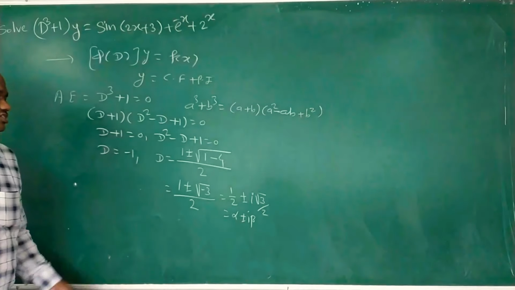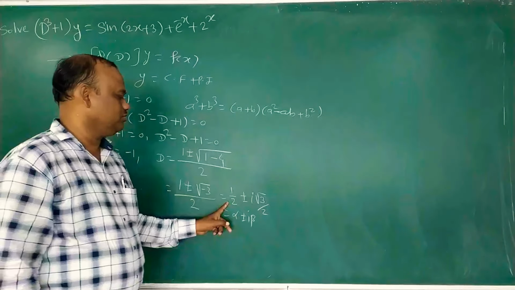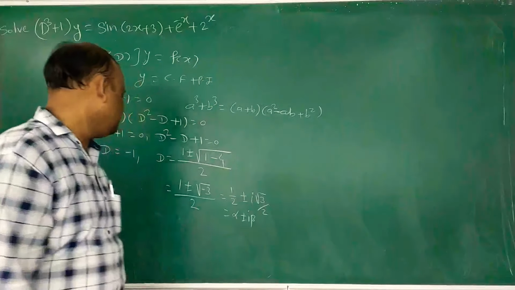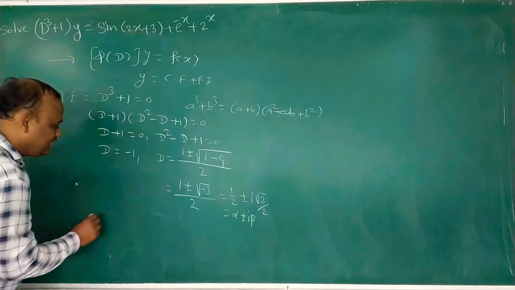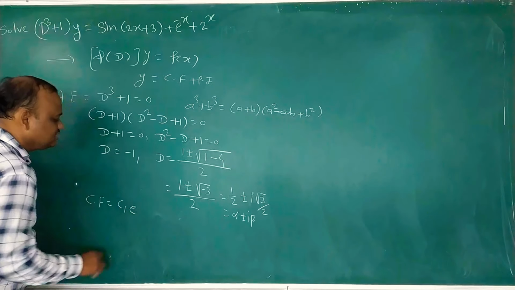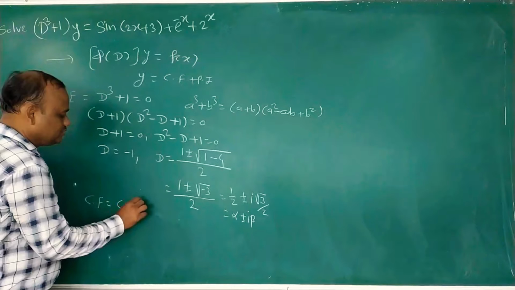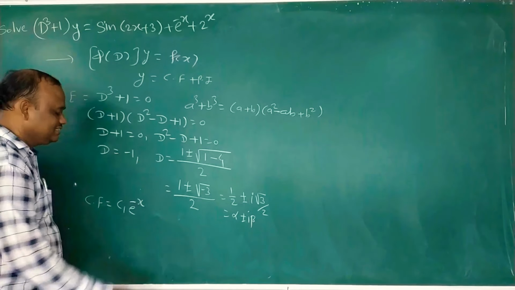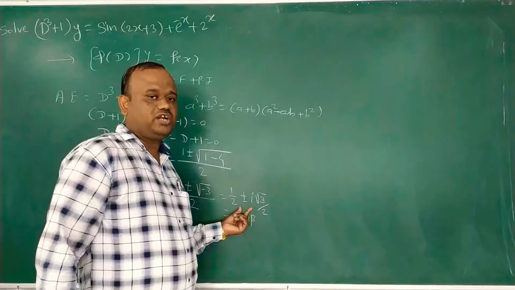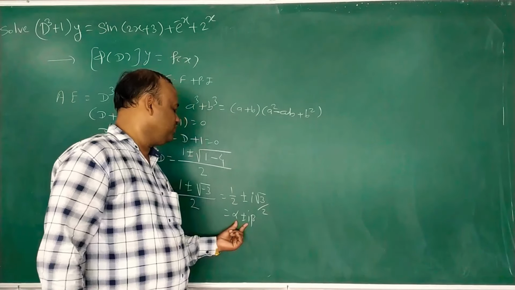So here we get 3 roots. The first root is -1 and the remaining 2 roots are 1/2 ± i√3/2. Now how do we write the complementary function? -1 is a real number, so first write CF equals, for a real root, C1 e^(m1 x). m1 is -1, so C1 e^(-x), plus these two roots are imaginary and non-repeated. If alpha ± i beta are the roots, then how do we write the CF?